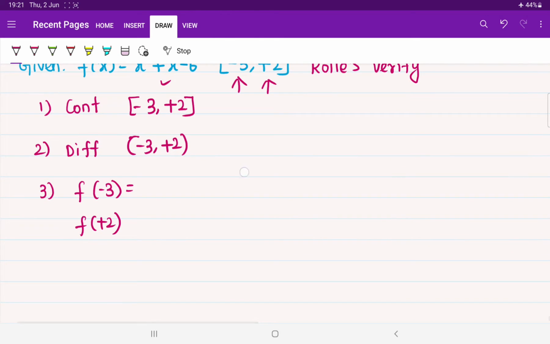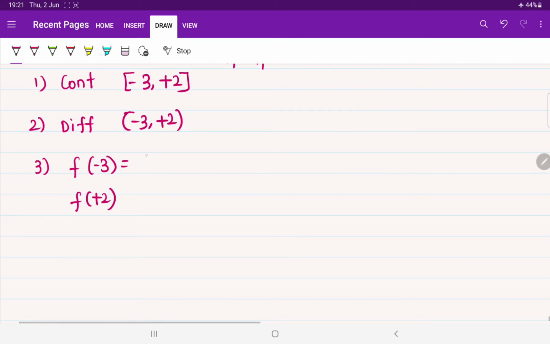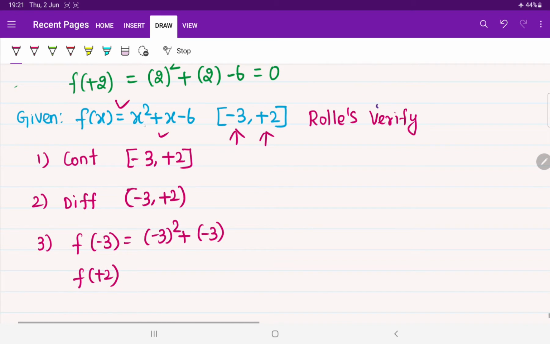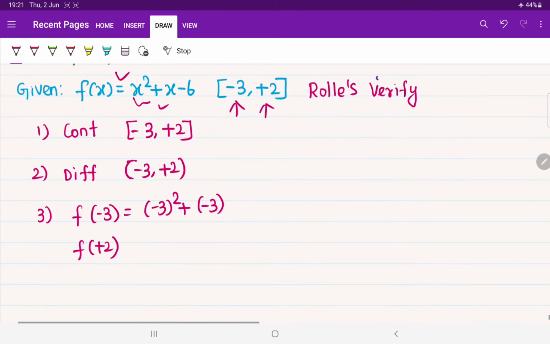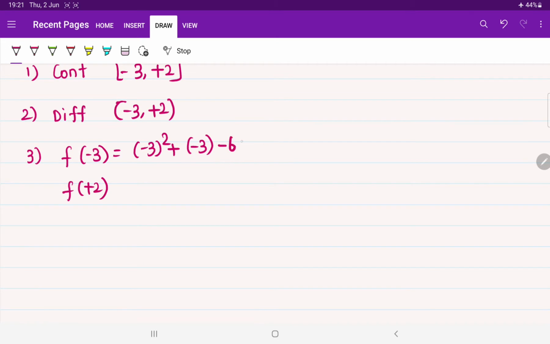Now, when I am checking the value of f of -3, what will you get? -3 whole square plus x will be replaced by -3, so x square plus x minus 6 becomes -3 whole square plus -3 minus 6. -3 whole square will give you +9. 9 minus 3 minus 6 is 0.